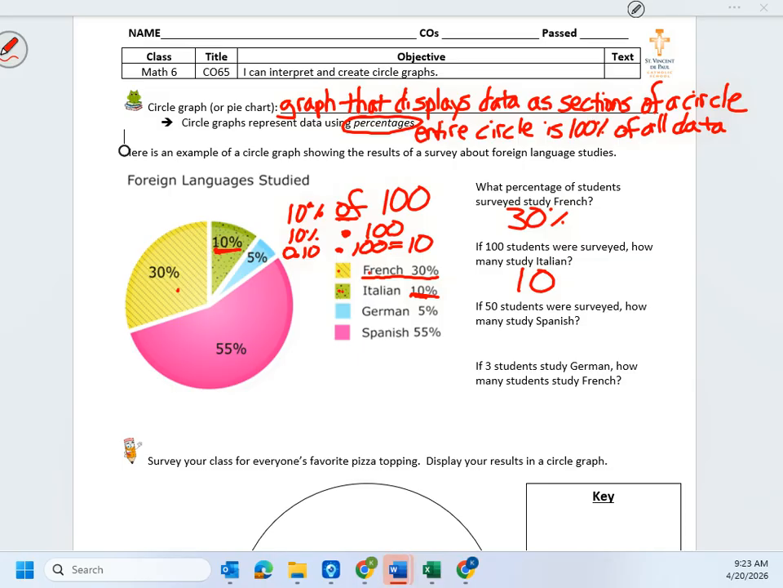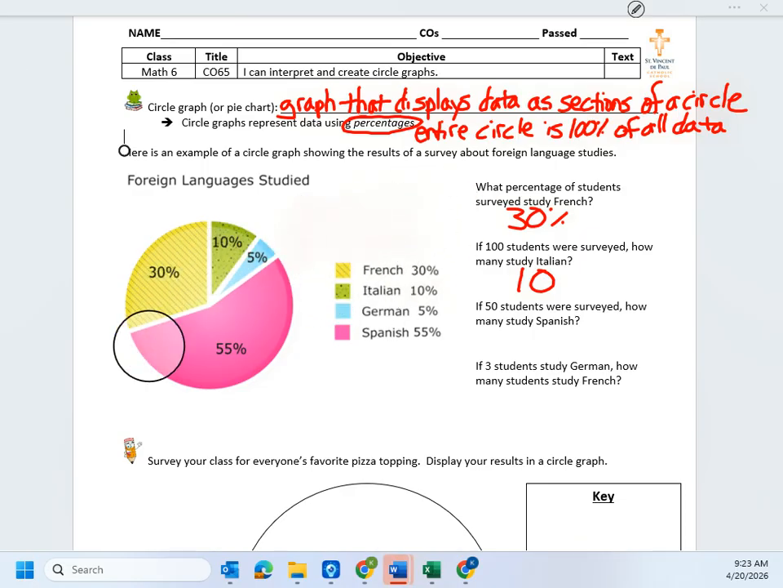Now we have only 50 students surveyed. So instead of out of 100, it's going to be out of 50. 50 students were surveyed. How many studied Spanish? Spanish is that pink. It's 55%. So I would say 55% of our total of 50. How many would that be? What is 55% of 50, Michael?